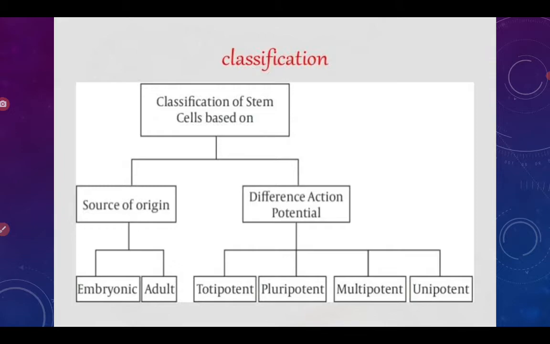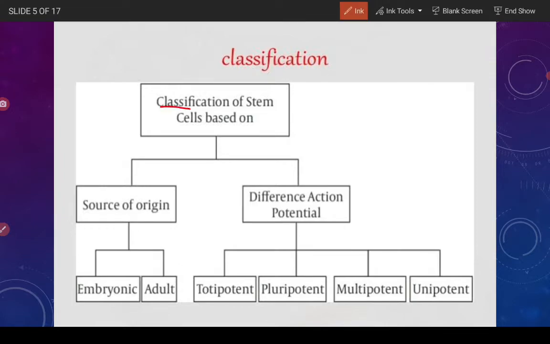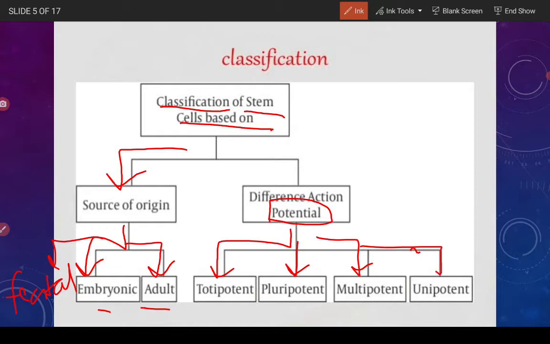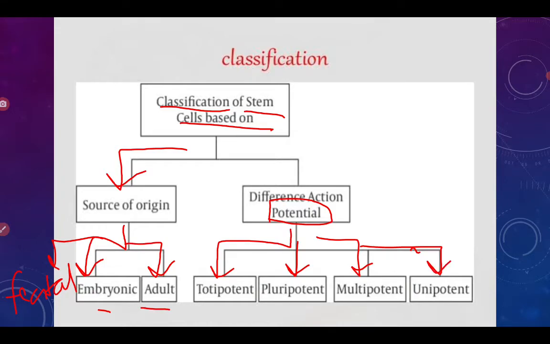Now classification. This is the classification of stem cells based on origin. On the basis of origin, it could be embryonic, fetal, or adult stem cell. And based on potential, or potency, the stem cell could be totipotent, pluripotent, multipotent, or unipotent, right? Let's see these in detail.